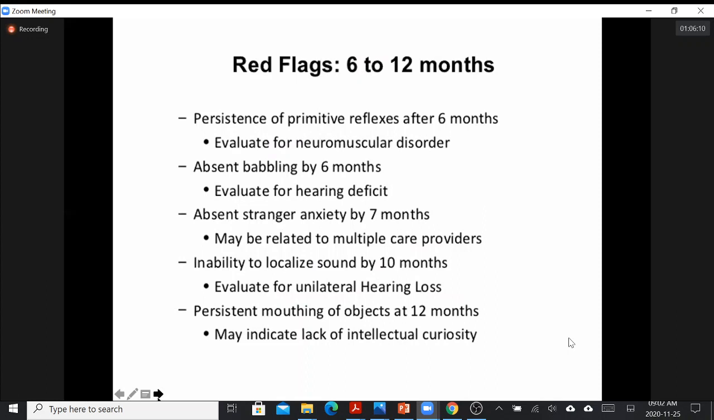Now, we said mouthing happens around 6 months, but it goes away around 12 months and then the baby starts to throw things around 12 months, right? So if mouthing is still persisting beyond 12 months, that might indicate a lack of intellectual curiosity. So maybe some cognitive issues.